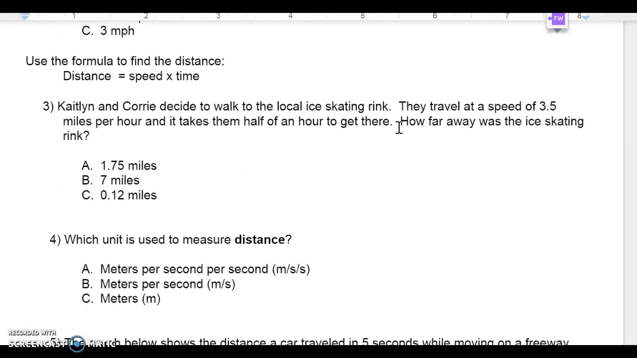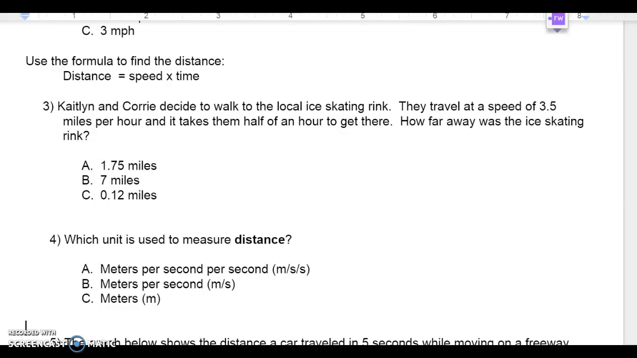Next, we're going to use the formula to find the distance. So distance equals speed times time. Number 3, Caitlin and Corey decide to walk to the local ice skating rink. They travel at a speed of 3.5 miles per hour, and it takes them half an hour to get there. How far away was the ice skating rink? A, 1.75 miles, B, 7 miles, C, 0.12 miles.